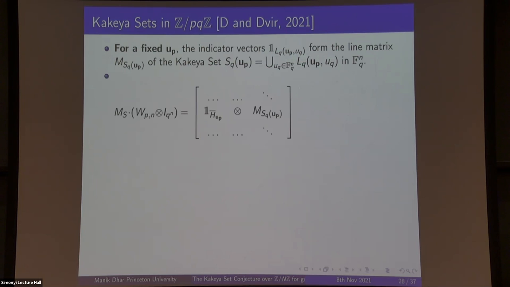Okay, so now if I group my rows accordingly, I can write this as this fixed complement hyperplane vector tensored with the line matrix of some Kakeya set in FQ, which does depend on UP, but it's the line matrix of a Kakeya set in FQ. Now, we also saw that the matrix of these complement hyperplane vectors has a high rank. So many of these rows are linearly independent from each other.